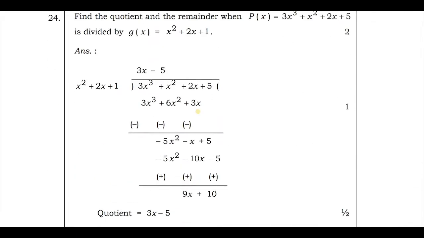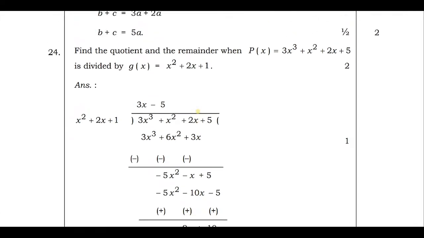Find the quotient and the remainder when p of x, which is 3x cube plus x square plus 2x plus 5, is divided by g of x, x square plus 2x plus 1. Now, 3x cube plus x square plus 2x plus 5 divided by x square plus 2x plus 1. Now take the first term of p of x, that is 3x cube, divided by the first term of g of x, that is x square.